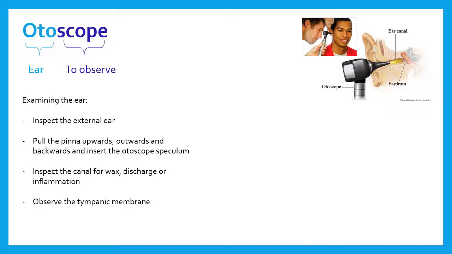So, examining the ear. Doctors will use an otoscope to look at the ear. When examining the patient, you want to be seated at the same level and you want to be able to access both ears. You want to start with the patient's good or better hearing ear. If there is an infection, this can minimise the risk of transferring it to the good ear.